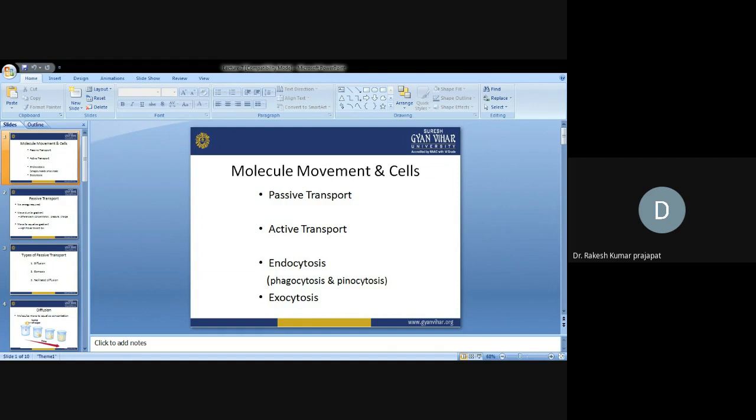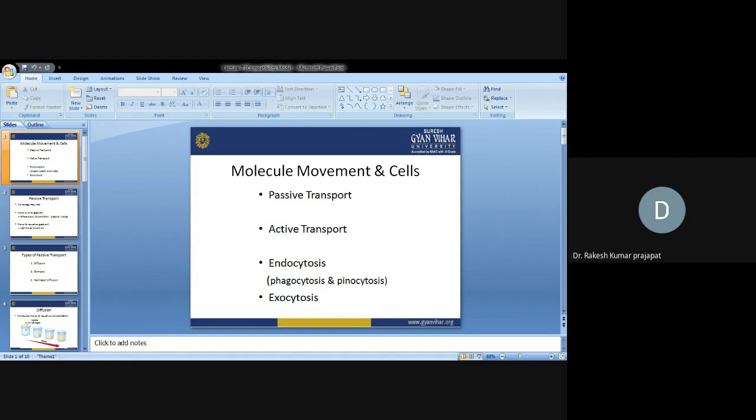Difference in concentration means high concentration to low concentration, high pressure to low pressure, high voltage to low voltage, high charge to low charge, likewise. Molecules can automatically move through concentrations. It can move to equalize the gradient. What is the objective to move any molecules? The main objective is to equalize the gradient, meaning to try to make the gradient equivalent.